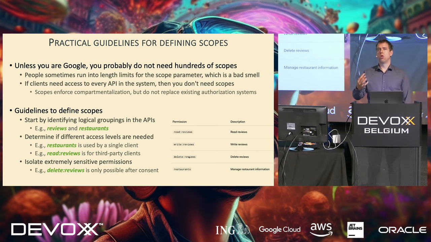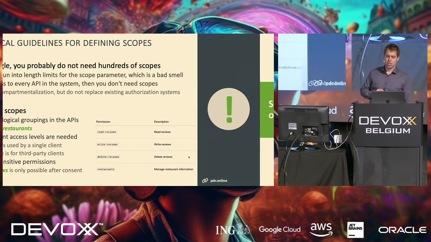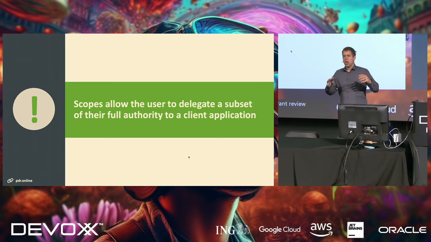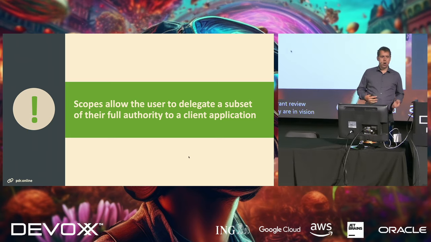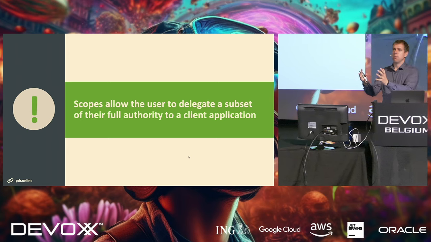Of course, your mileage may vary. You can come up with all kinds of different patterns that work for your applications, because usually you're not building a restaurant review application either. The concept of scopes, as they are envisioned in the OAuth landscape, is to allow a user to delegate a subset of their full authority to a client application.